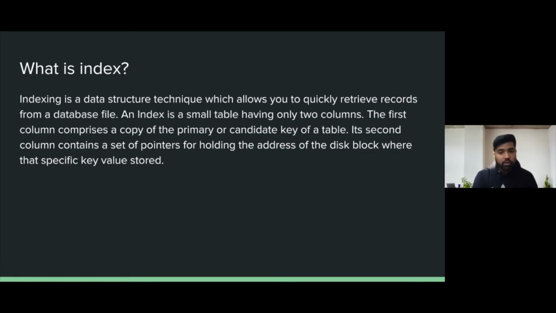So an index is a small table having 2 columns. The first column comprises a copy of the primary key, whichever, and then the candidate key of the table.